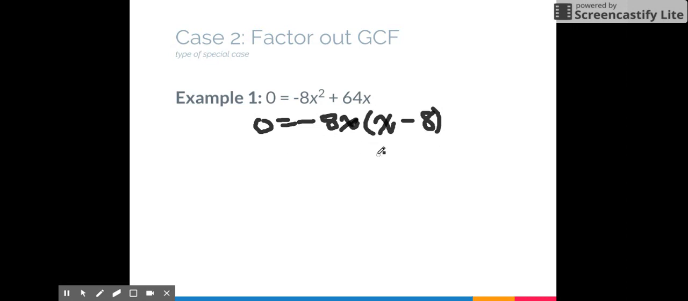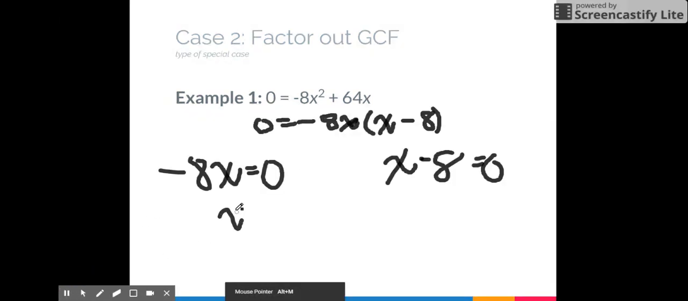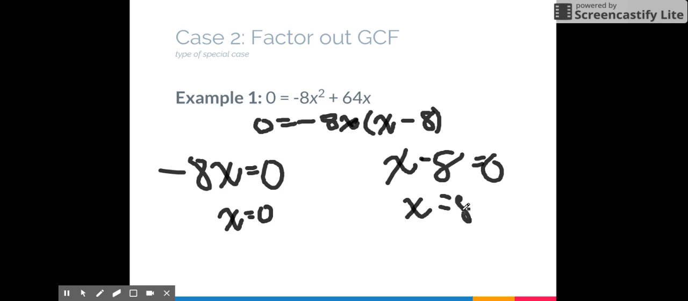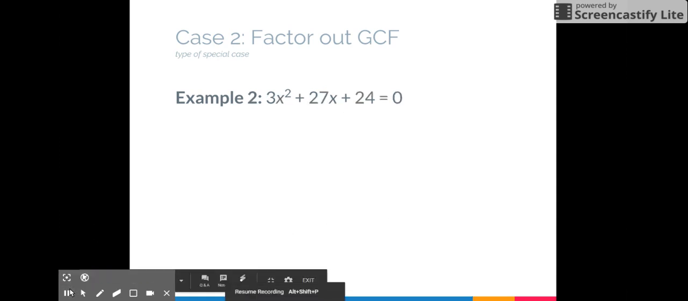So now you just need to take your two factors, set them equal to 0 to be able to solve for x. So I can divide both sides by negative 8, and I'm left with x equals 0. And then over here, just add 8 to both sides, and I get that x is equal to 8. And that's our special case.